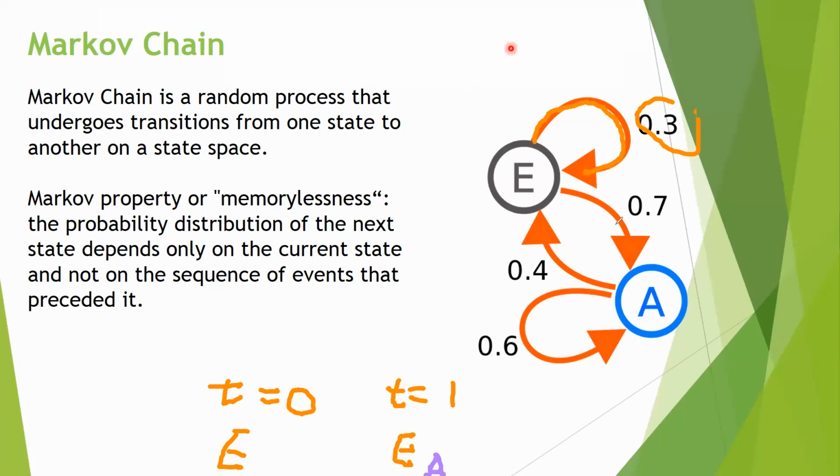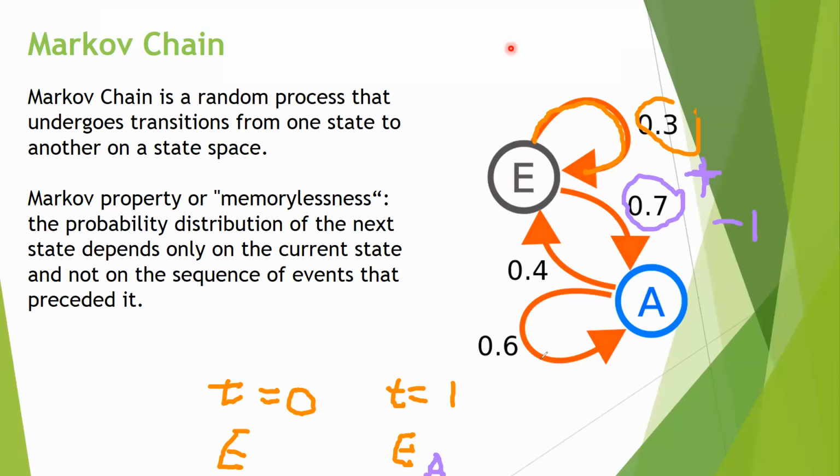What's the probability? The transition probability from state E to state A is equal to 0.7. As you can see, there are only two possible outcomes for t equals 1, and the probabilities for these two outcomes add up to 1.